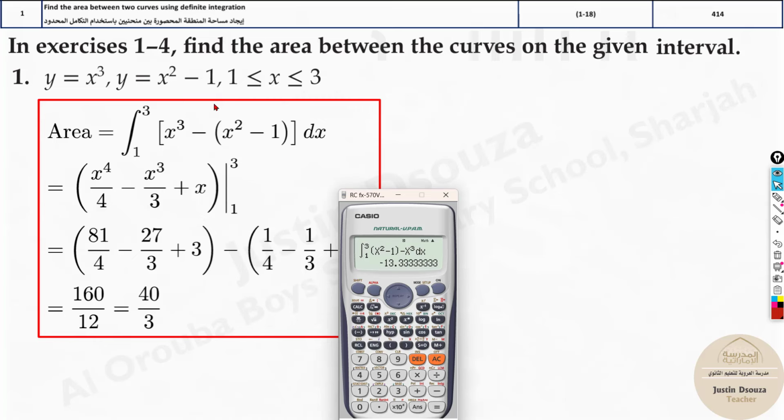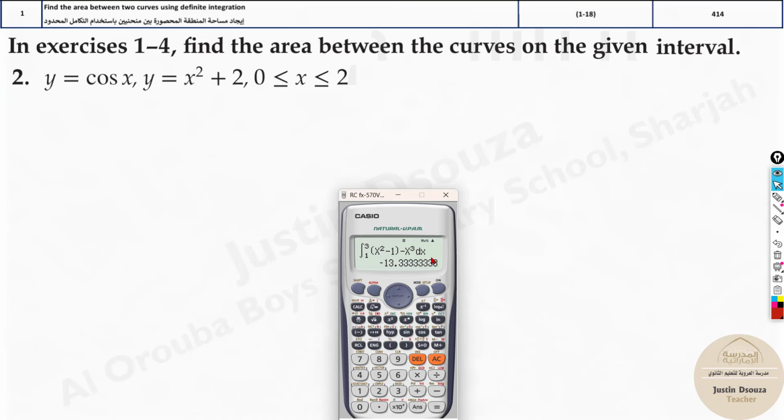It's 40/3. But if you choose the wrong functions, upper and lower is messed up, then you will have a negative answer. It's fine. Even over here, I'm not going to draw the graphs and work out which is upper and lower. Directly press this out. I will take cos x, close the bracket, minus x squared. Now it's better to use brackets here. Minus x squared plus 2. If you don't use brackets, you need to keep changing the signs, which is confusing at times. So it's better to use brackets. And over here, the limits are 0 to 2.